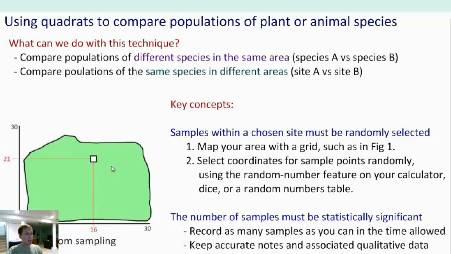So you need to be able to do enough of those, you need enough total samples in order to make it statistically significant. And so this is where a little bit of math comes in. The more samples that you take, the more likely it is that you can actually get an answer to the question, which in this case is some comparison between areas or species.